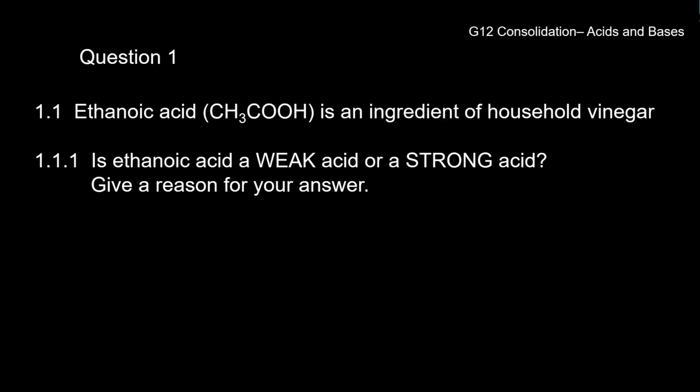Question 1 is about ethanoic acid. It says ethanoic acid, and they give us the formula for ethanoic acid, is an ingredient of household vinegar, and that should give you a heads up. So this is vinegar, acetic acid, or ethanoic acid is the same as vinegar, and we should know it as a weak acid. What does that mean? A weak acid is a substance which does not ionize completely. It really prefers to be in the molecular form.